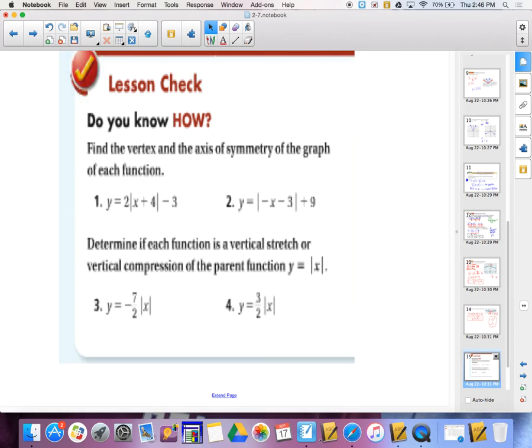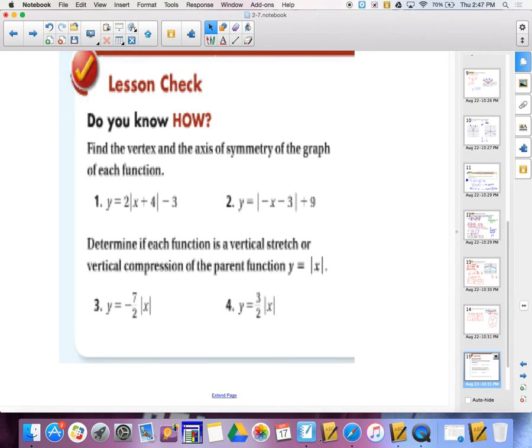So, 1 and 2, all they want me to do is find the vertex and the axis of symmetry. The first one is y equals 2 times the absolute value of x plus 4, minus 3. What would my vertex be? 4 and 4. No, negative 4 and negative 3. Why would it be negative 4? Because it's positive in here, so I need to make it negative. So it'd be negative 4, negative 3.